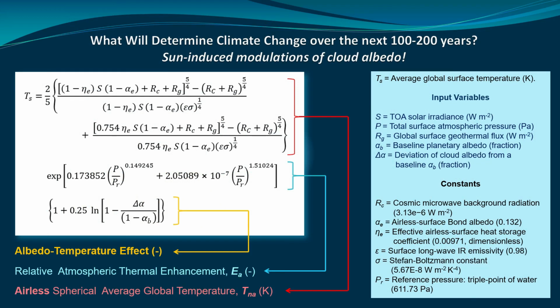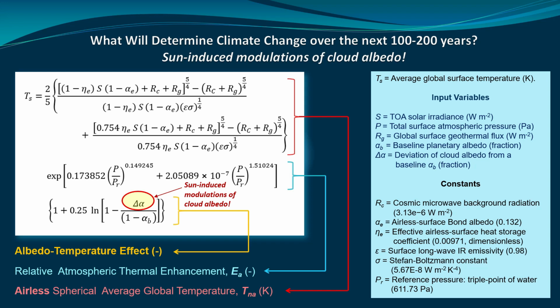What will determine climate change over the next 100 to 200 years? Our hypothesis is that sun-induced modulations of cloud albedo will determine the direction and magnitude of climate change over the next 100 to 200 years. In the context of our global temperature model, this is quantified by the variable delta alpha. Unfortunately, no current models can predict changes of Earth's cloud albedo decades into the future. Hence, this is where research funding should be focused if we are to develop robust capabilities to forecast Earth's climate.